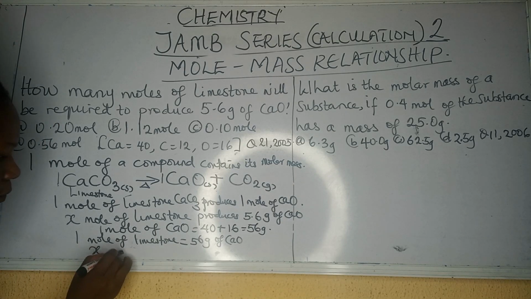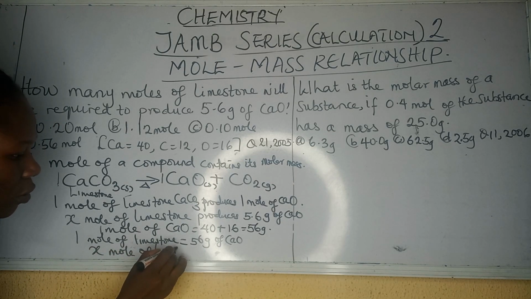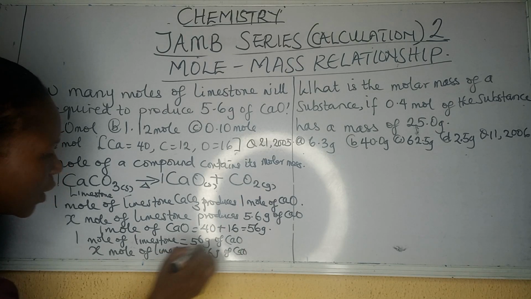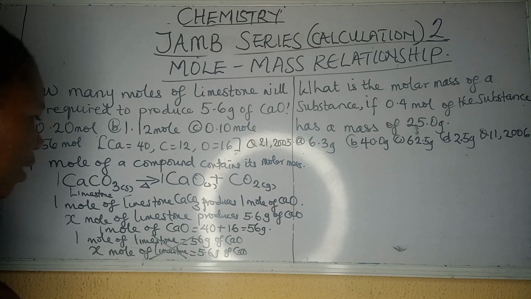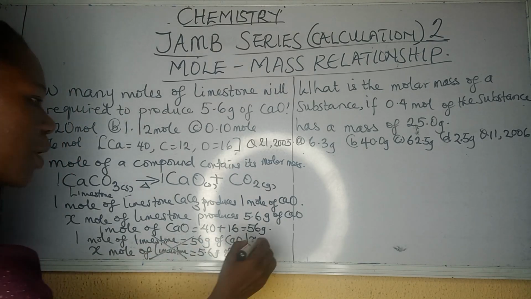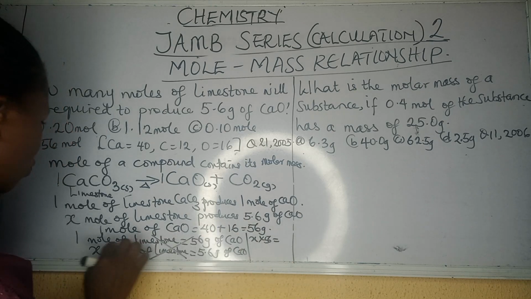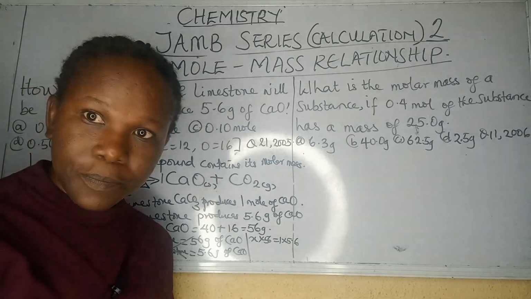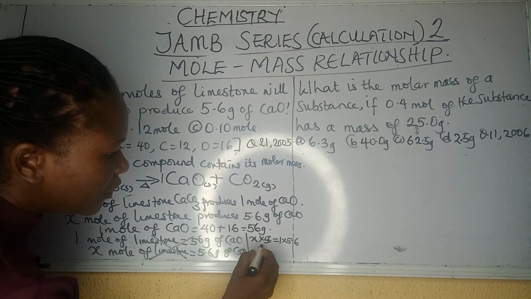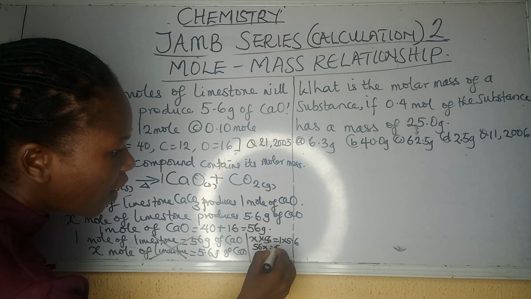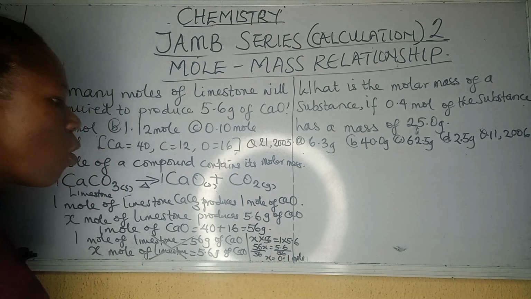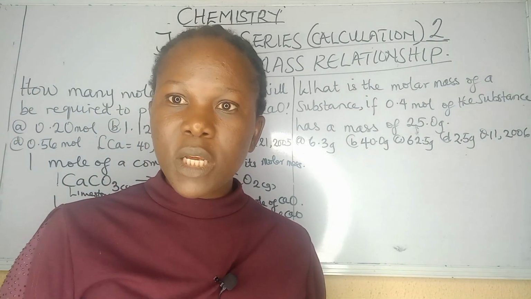So X mole of limestone produces 5.6 gram of calcium oxide. By the time we cross multiply, we get our answer. So X multiplied by 56 equals 1 multiplied by 5.6. That's by cross multiplying. So we have 56x equals 5.6. Divide both sides by 56. The answer is 0.1 mole of calcium trioxocarbonate(IV).